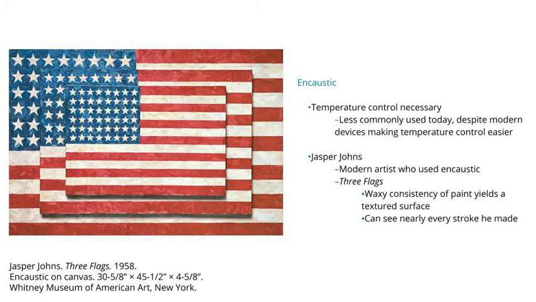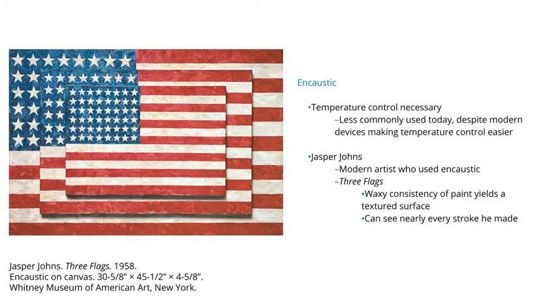So one example of this is Jasper Johns. He was a modern artist who used encaustic. So this was in the 1950s. When you say modern, you don't mean contemporary, like literally right now. Modern is a period that was around this time. But it is still closer to nowadays than... I'm getting off topic. Anyways, this is Three Flags by Jasper Johns.